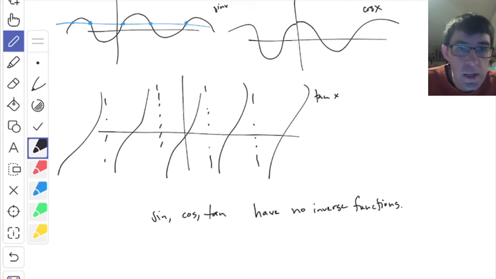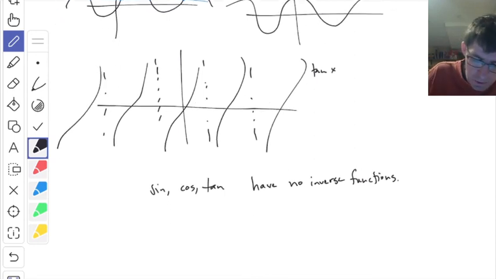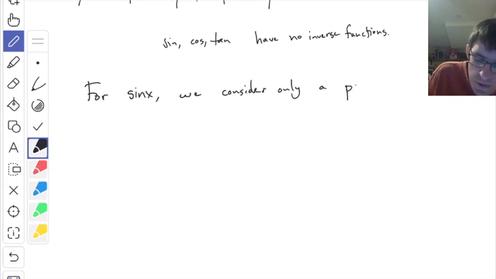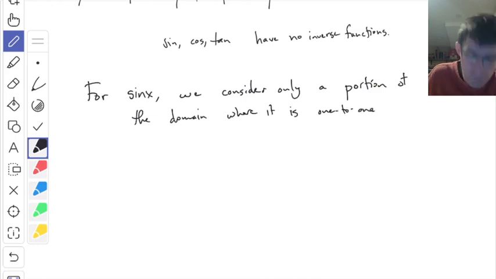But let's just talk about the inverse sine first of all. How do you invert a function which is not one-to-one? The answer is you can't find the inverse of a function which is not one-to-one, but we can do sort of the next best thing. For sine of x, we consider only a portion of the domain where it is one-to-one. This is our strategy to get around the issue that the function is not one-to-one.